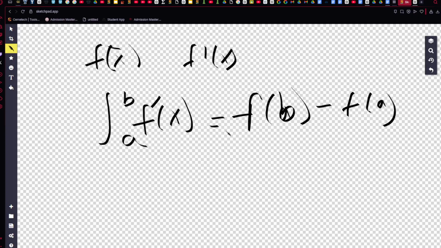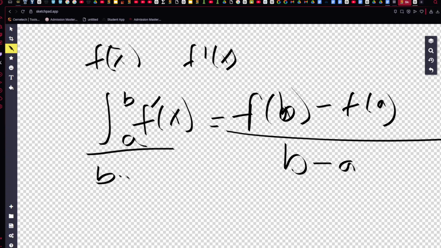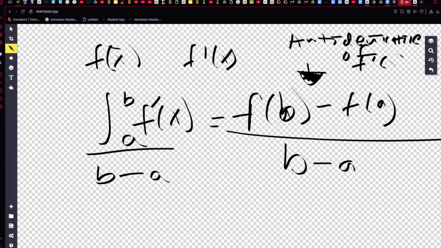Well, what happens if we divide b minus a on both sides and look at what it is logically? So let's divide b minus a on both sides, and look at this right side here. Well, this looks a lot like the Cauchy's mean value theorem, or the mean value theorem overall. So this is the antiderivative of f prime of x, which is logical.